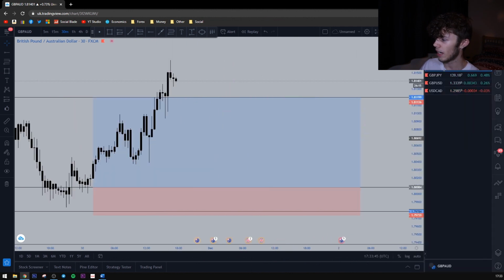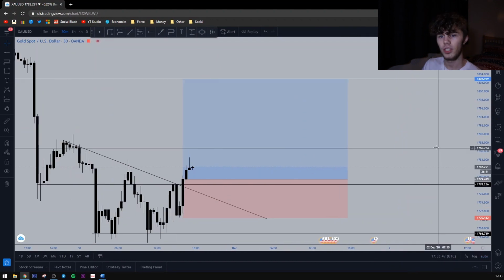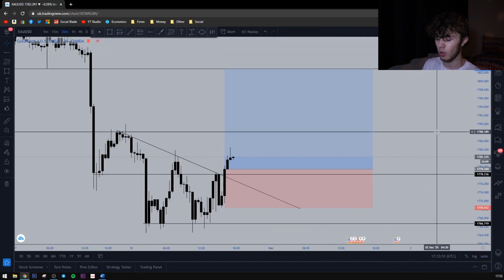I do have multiple accounts where I trade, so I don't actually trade every opportunity on this account, but yeah, we are in gold currently, and we're about £60 in profit, so hopefully we can see it push up now.